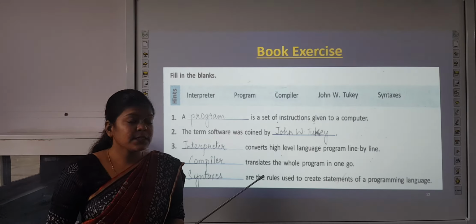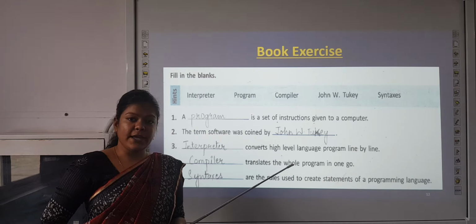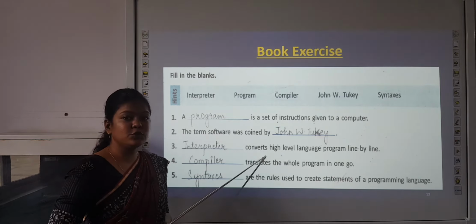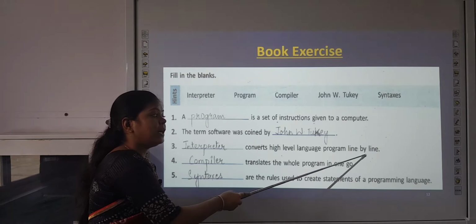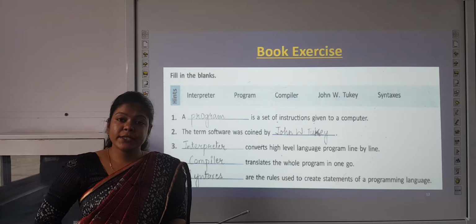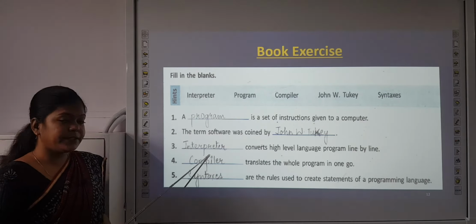Next we have, dash converts high level language program line by line. We discussed that the language processor converts the high level language into the machine language, but here we have to choose a device or software that converts the high level language program line by line, and we know the interpreter converts the high level language line by line. So, your answer is interpreter.